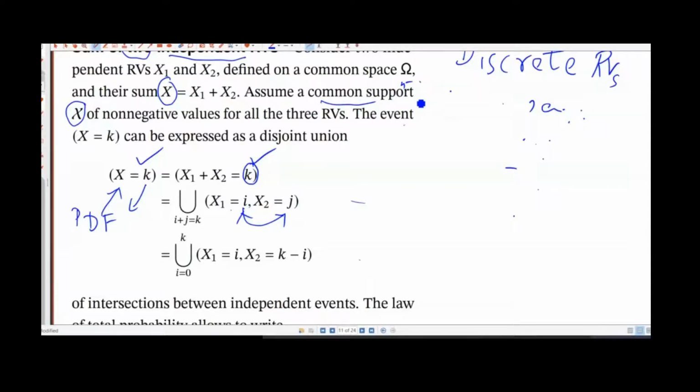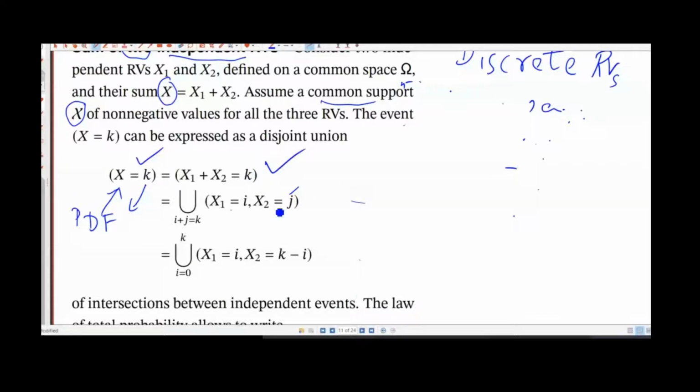Do you agree with me now that I need to take this union, and this union will only include sets that satisfy these two values. Yeah, you can choose any i and j as long as they add up to k. This union will give you that event. Is this clear?